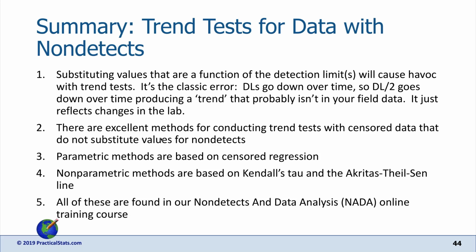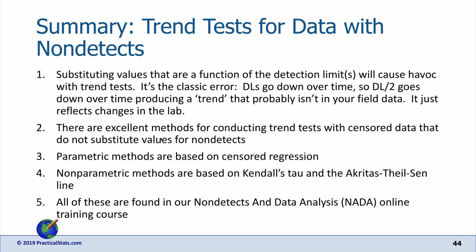There are excellent methods for conducting trend tests with censored data that do not substitute values for non-detects. Parametric methods are based on maximum likelihood regression. You can find those in any commercial package, including R, which is a commercial one in the sense that it's managed by people. It's free. Most of the commercial packages are not free.